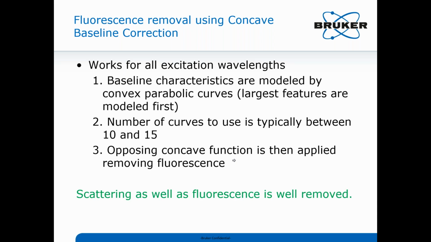And then we measured them on the Bravo and we were able to get good data. It's that big a difference. The second step in being able to do that is what we call the concave baseline correction, which is also patented, where we use a series of curves to model the fluorescence and strip it off.